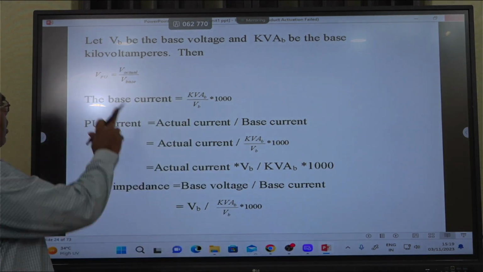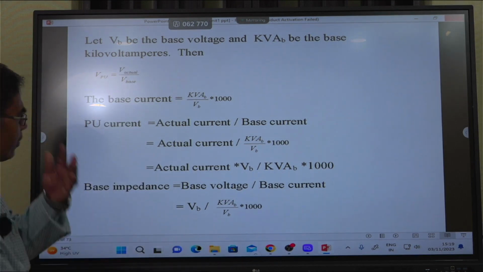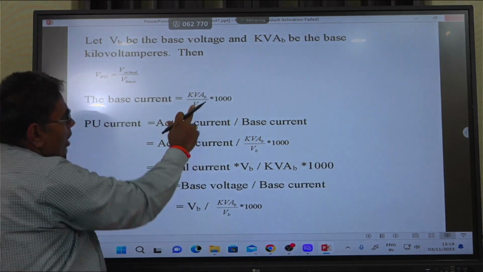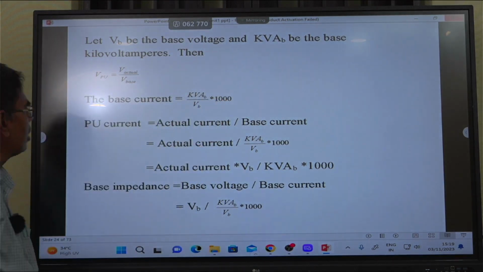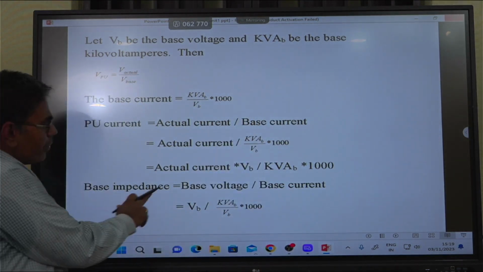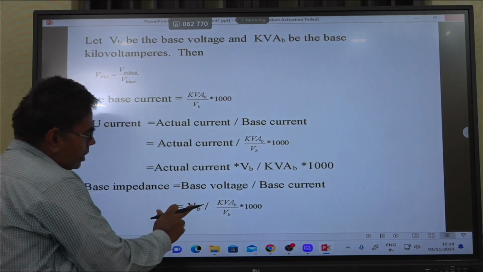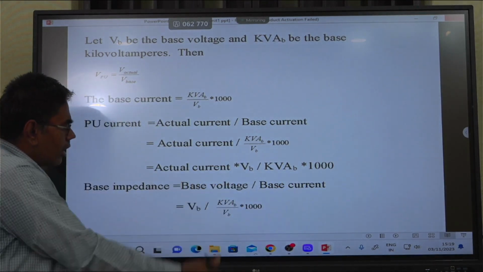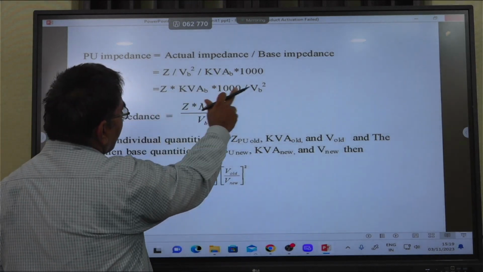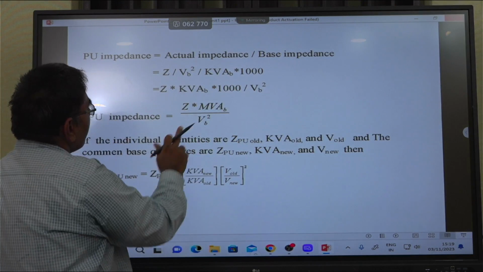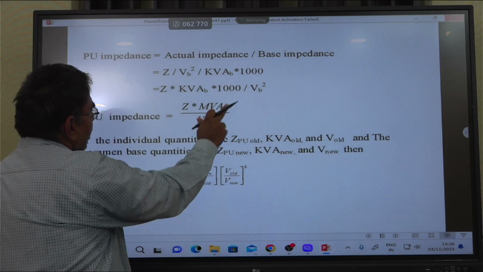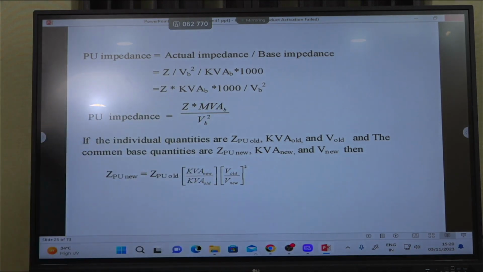According to our definition, the per unit voltage is equal to actual voltage divided by base voltage. The base current in terms of kVA rating and voltage is base kVA divided by base voltage into 1000. Per unit current is equal to the actual value of current divided by base current. Then base impedance is equal to base voltage divided by base current. Base voltage is VB. Then we get the base impedance: base impedance is equal to VB square divided by kVA into 1000. The per unit impedance is equal to the actual impedance divided by base impedance. This is an important relation in per unit calculations.